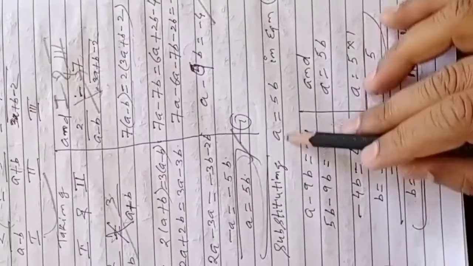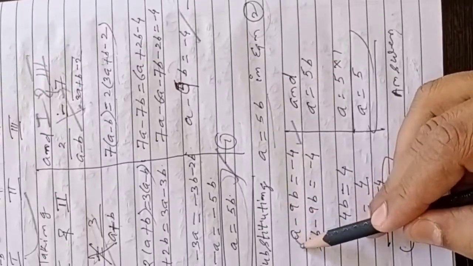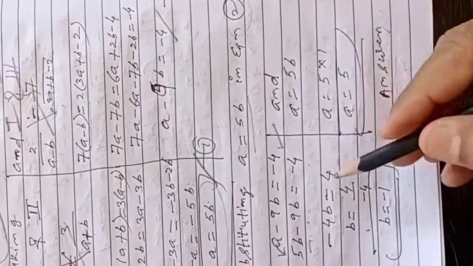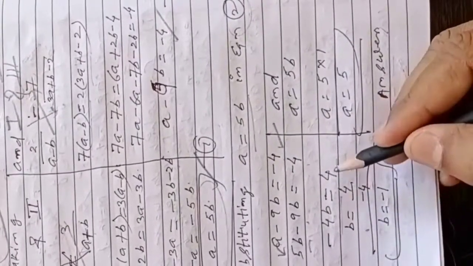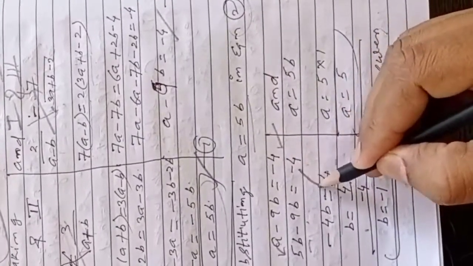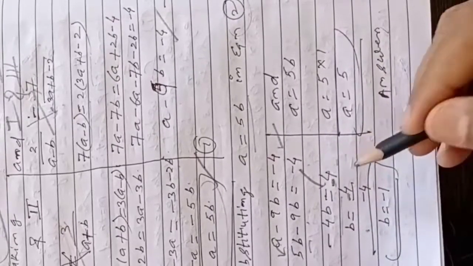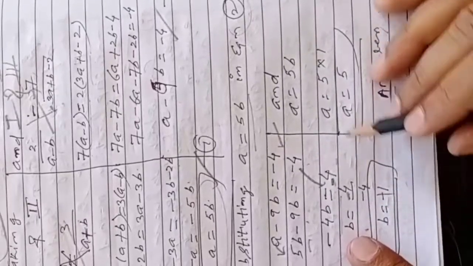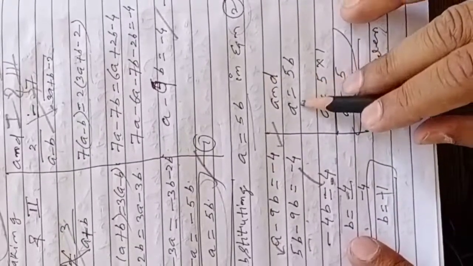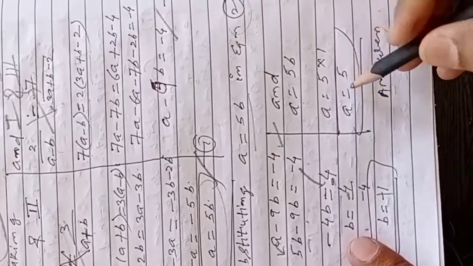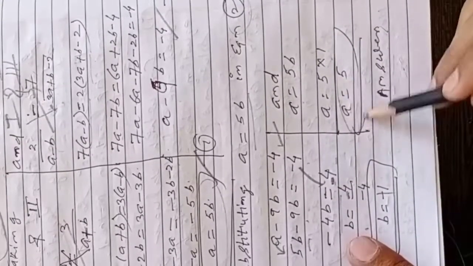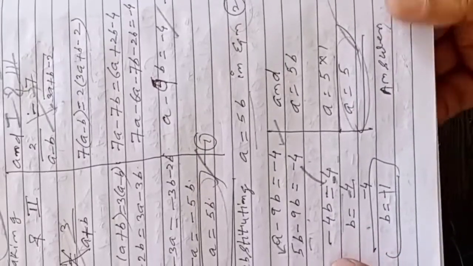Now substituting the value a is equal to 5b, putting a is equal to 5b, so 5b minus 9b is equal to minus 4. So minus 4b is equal to minus 4, so b is equal to minus 4 upon minus 4. So it will come plus 1. Now we will put the value of b in a is equal to 5b. So a is equal to 5 into 1, a is equal to 5 will come. So this is the required answer.